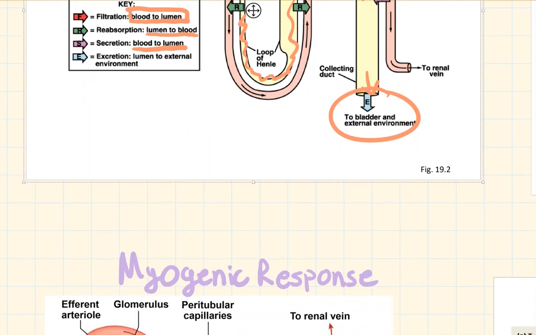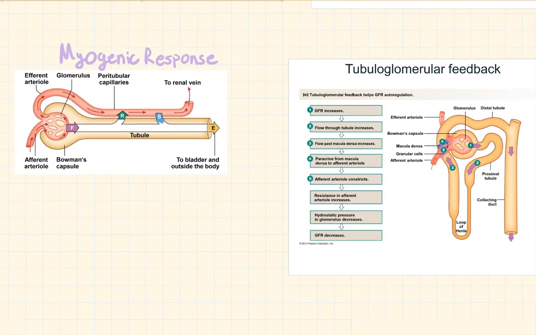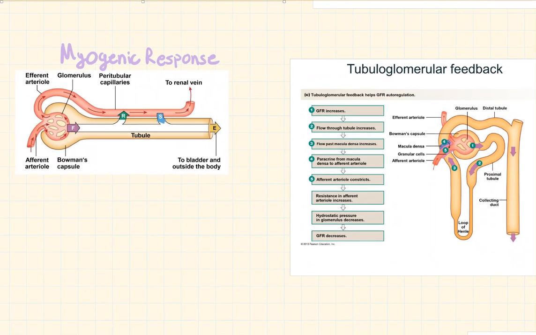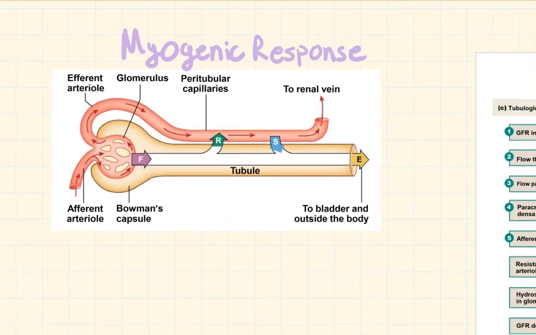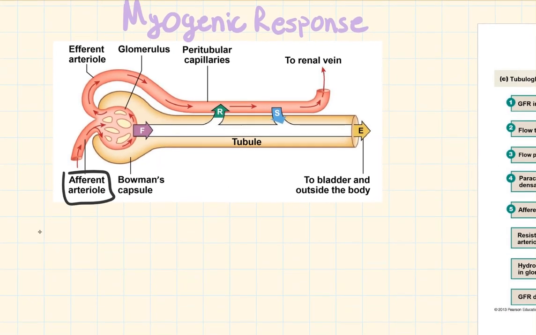So I wanted to go over the two local control mechanisms to regulate, or to auto-regulate, the GFR via the afferent arteriole. And the first one I have is myogenic response. So the myogenic response is occurring in the afferent arteriole, and it is happening in response to a high blood pressure.